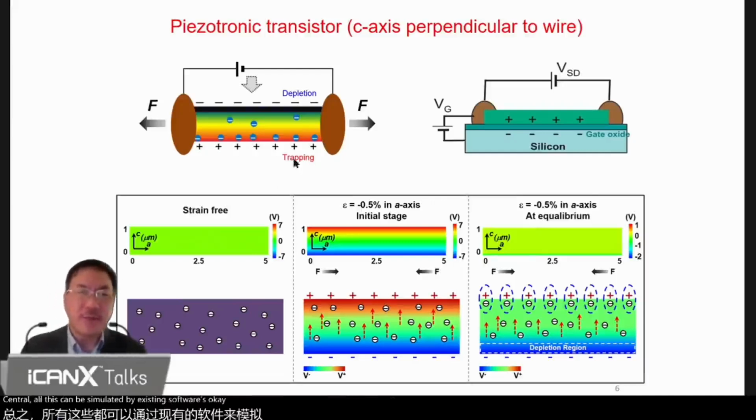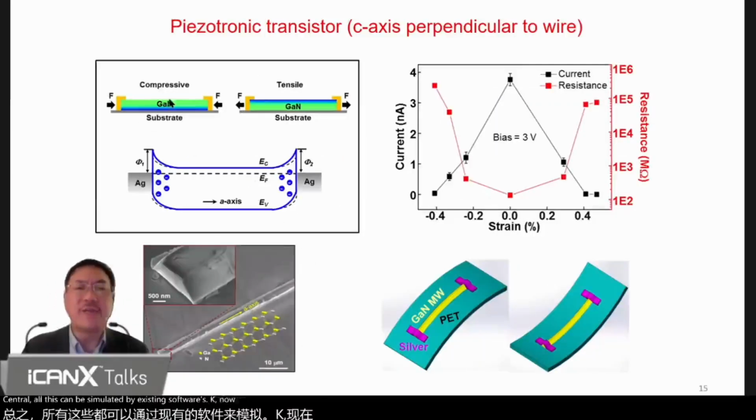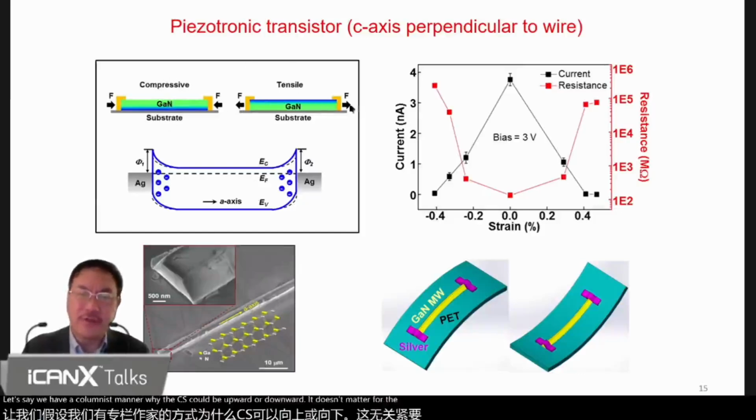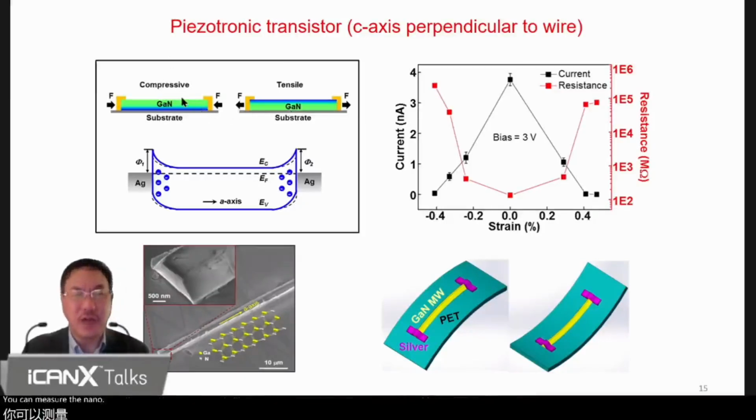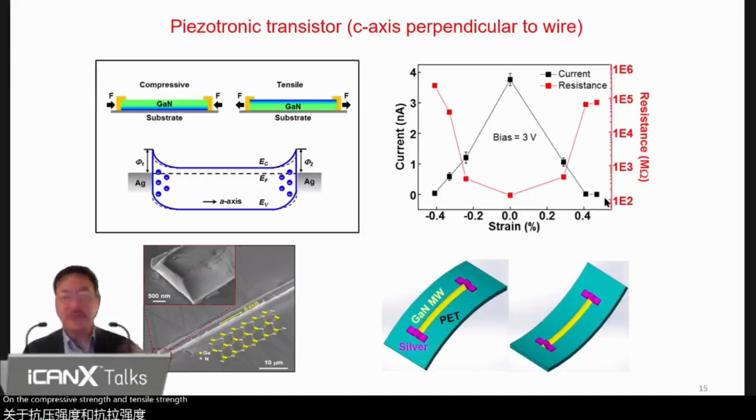Now, let's say we have a gallium nitride nanowire. The c-axis could be upward or downward; it doesn't matter. For the carrier transport through the system, you can measure the nano device under compressive strain and tensile strain. You can see the transport current is almost symmetric under compressive strain and tensile strain. So this is the device.